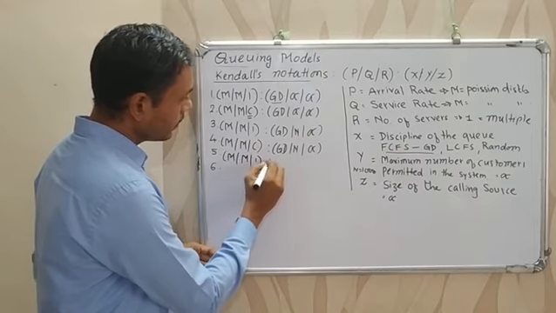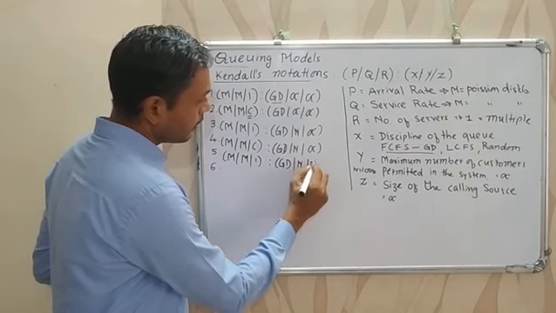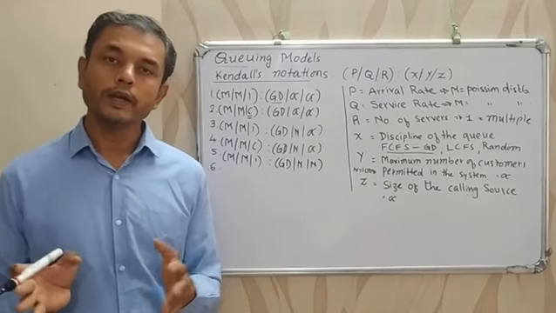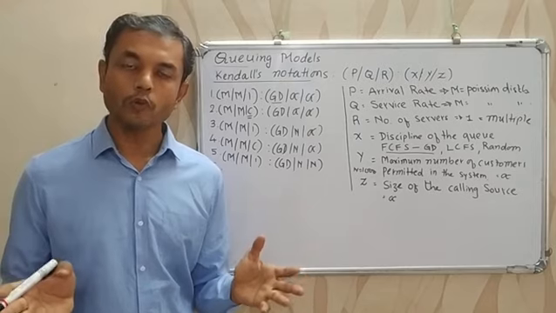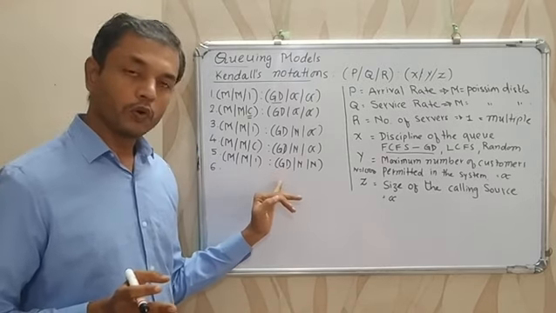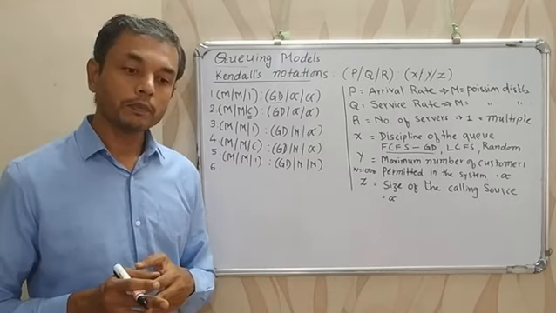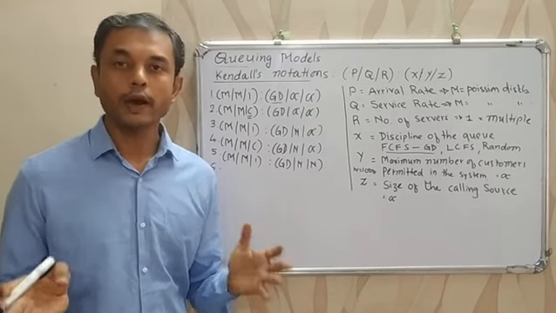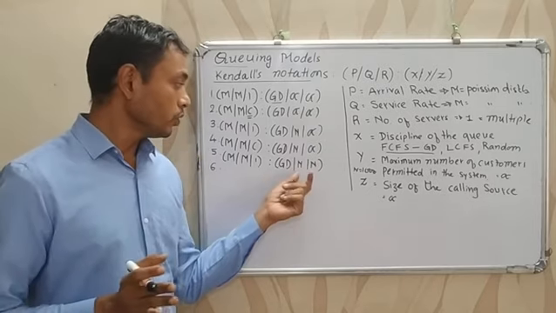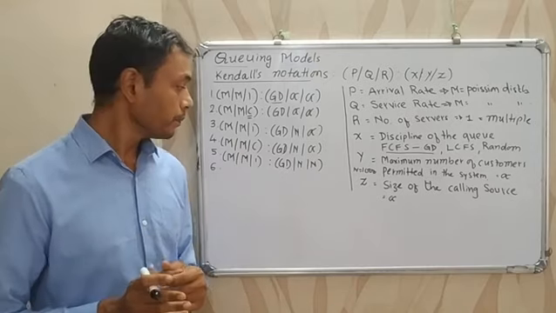Now let's discuss the fifth model, M/M/1/GD/N. Here in this model, arrival rate and service rate both follow Poisson distribution. Number of servers is 1. The queue follows general discipline. Now the maximum number of customers permitted in the system and the size of the calling source are both finite, so both are N, a particular fixed number.